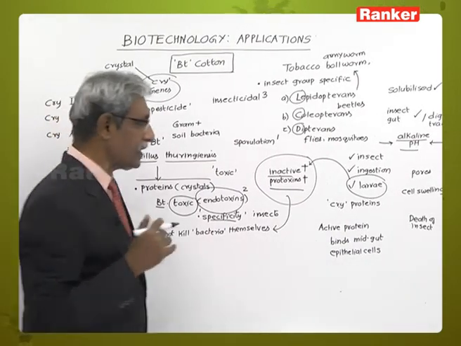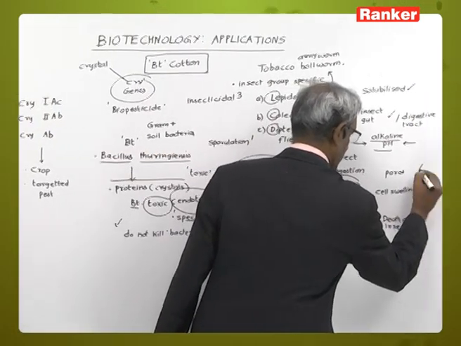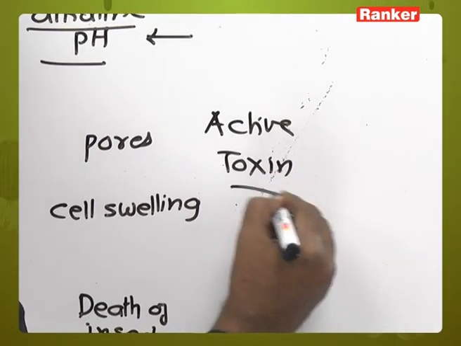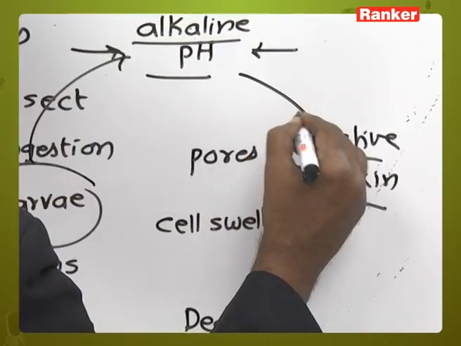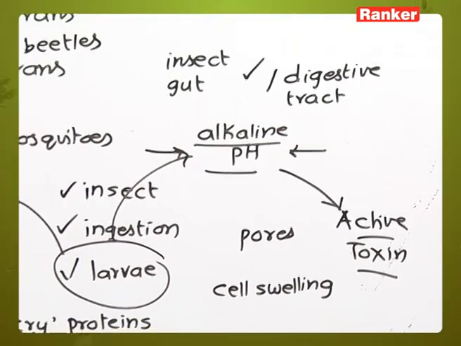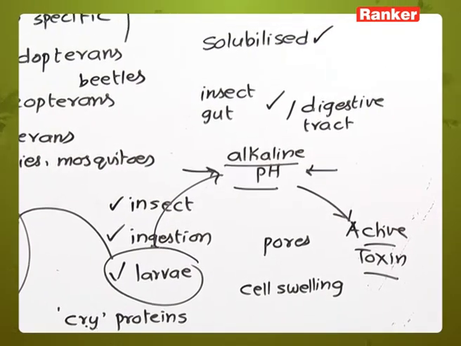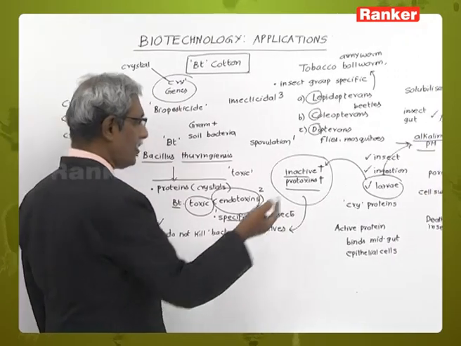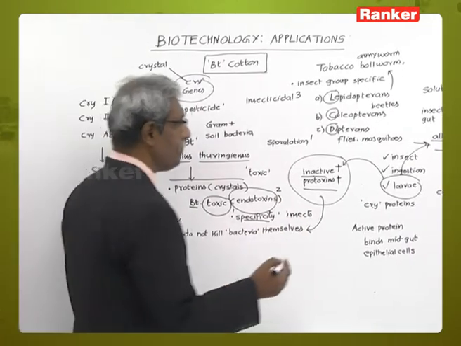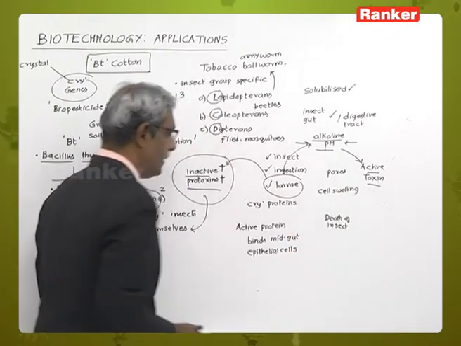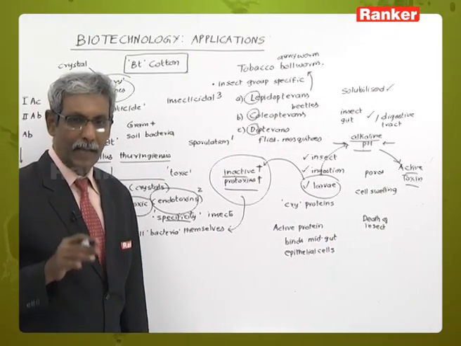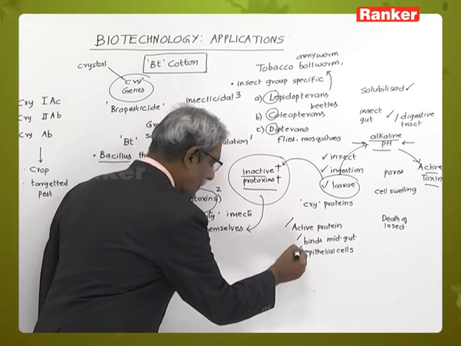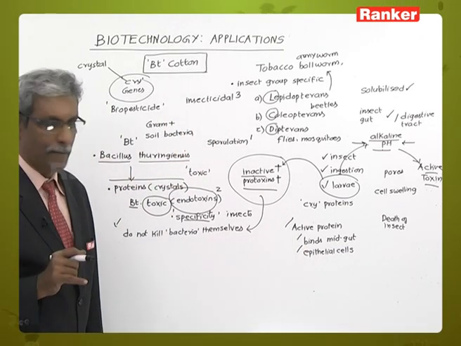So, from inactive toxin to active toxin, the conversion is in the presence of an alkaline pH. It becomes an active toxin. The active toxin binds to the midgut of the insect. Once it binds, what actually happens? The active protein binds to the midgut epithelial cells of the insect.